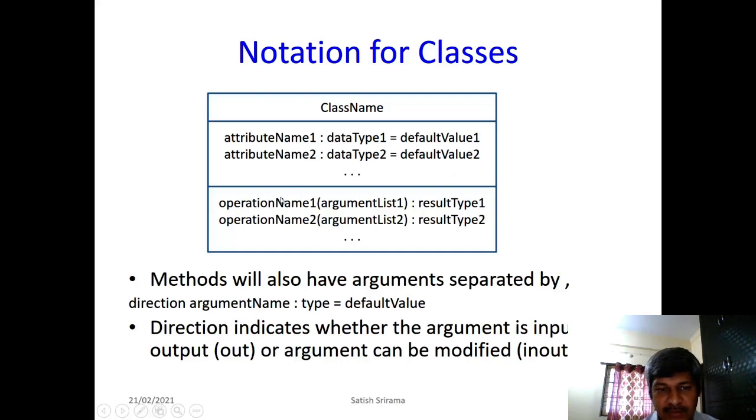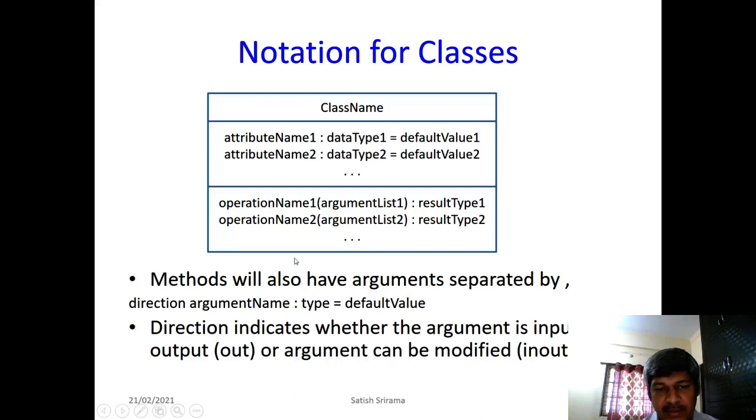And once we come to the operations, we will have operation name 1. It will have an argument list. For example, you all know about C, so whatever method you give, you have to give an argument list, isn't it? Parameters for that method. And then you will also have a result type, which is a return type in certain languages. And there can be multiple operations as well.